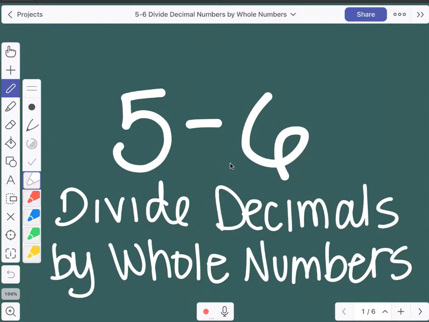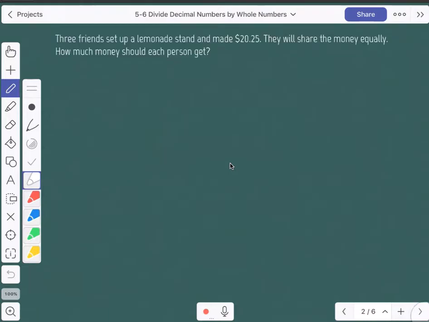Okay, this is lesson 5-6, divide decimals by whole numbers. You'll have to bear with me because I'm trying some new software today to see if this works better for writing on the screen with the iPad than the other stuff did. So, off we go. We're going to start by looking at a word problem and then we'll solve it together and talk about how we solved it.